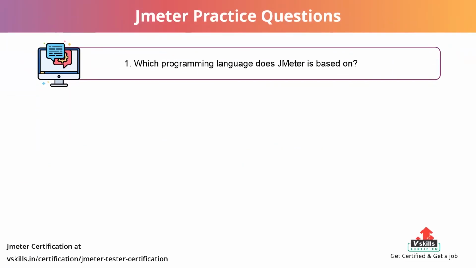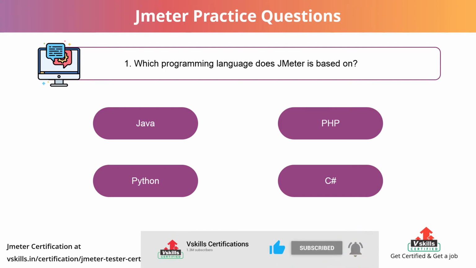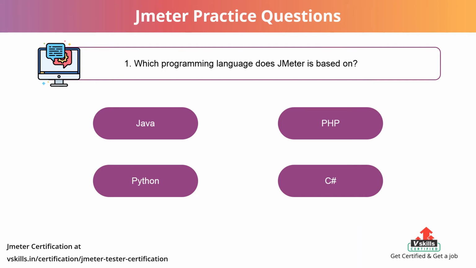Question number 1. Which programming language is JMeter based on? The options are A. Java, B. PHP, C. Python, D. C#. The correct answer is option A.